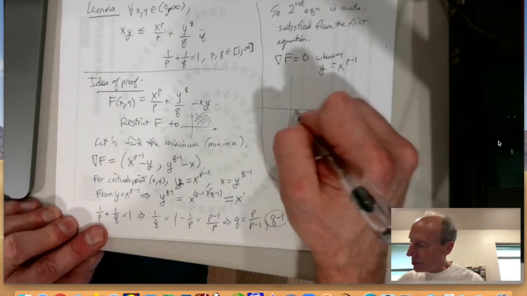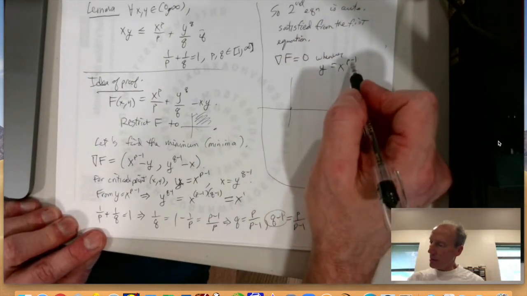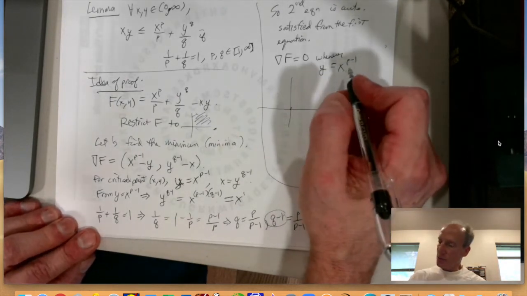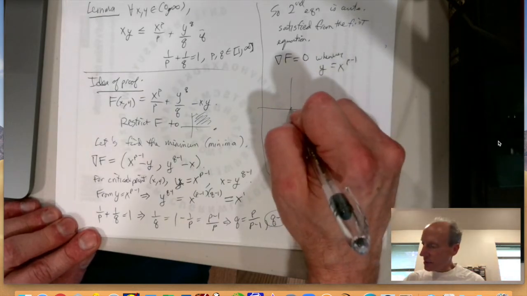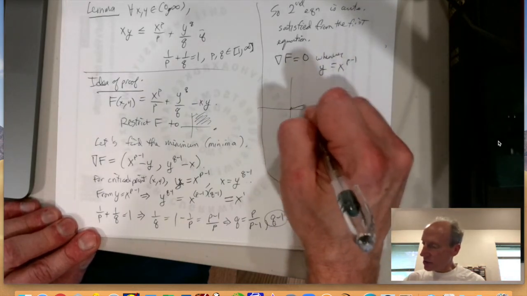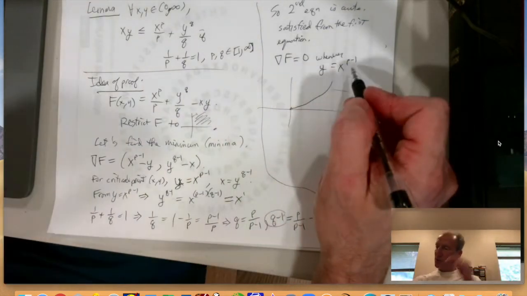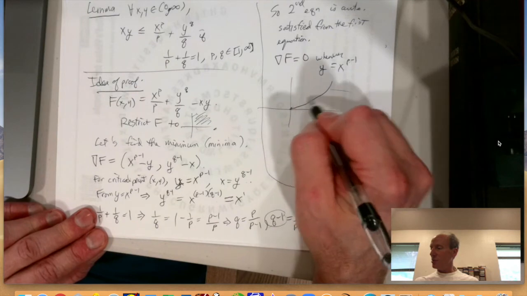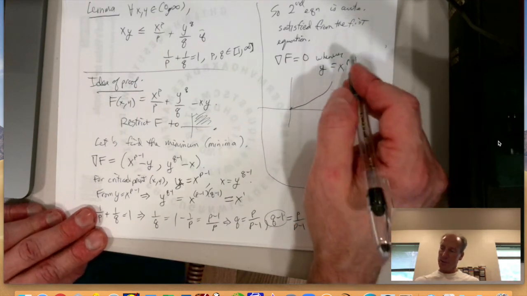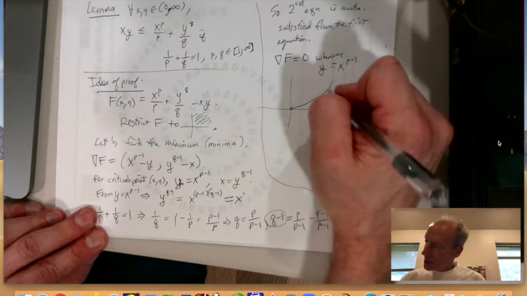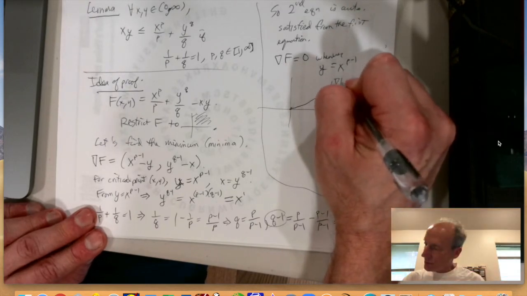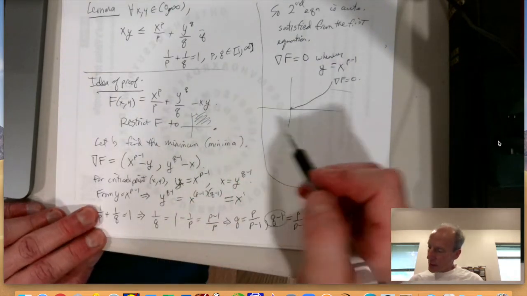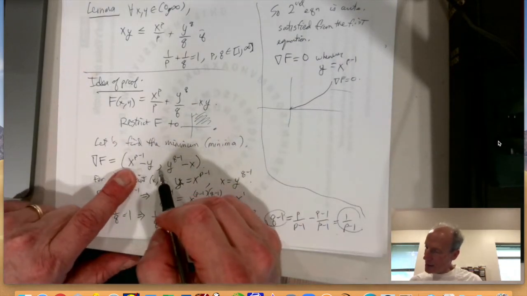So I'm going to draw a graph. P is greater than or equal to 1, and in fact, let's take greater than 1 just to make it simple. Then it's going to look like this. For instance, if p equals 3, it's probably going this way. If p equals 3/2, it's a square root, so it just depends. And so the gradient equals 0 on that line.